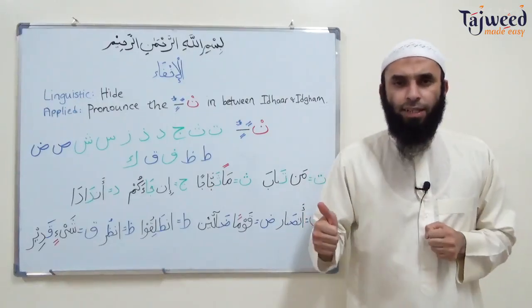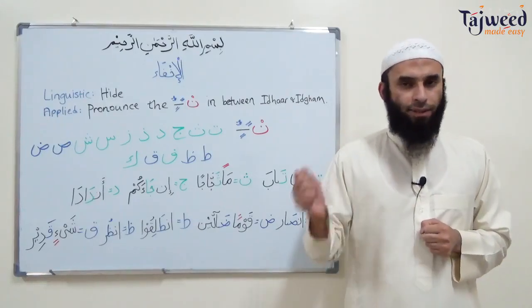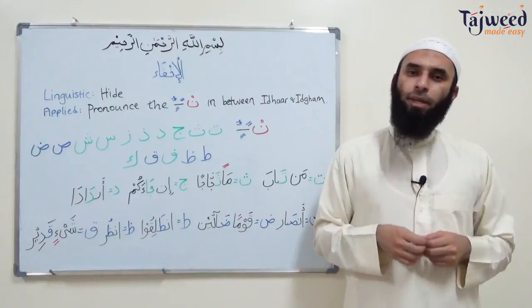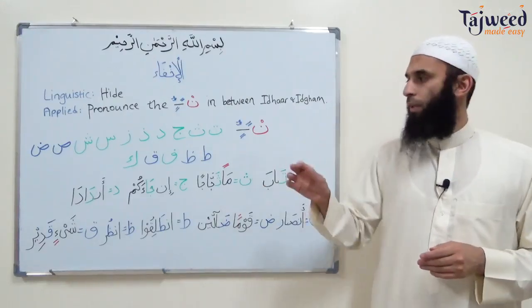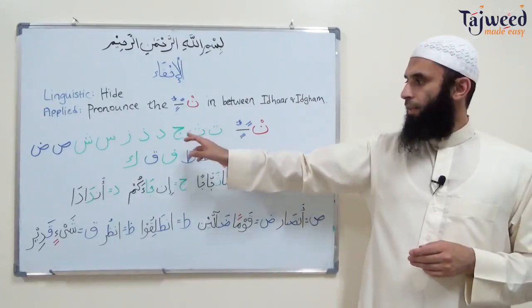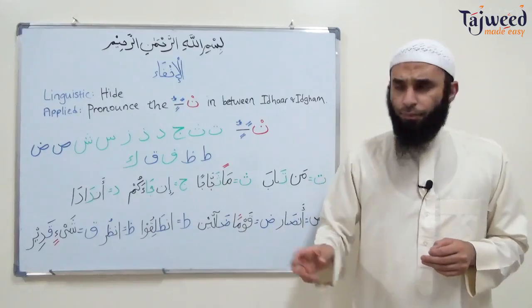Because Idhar is 6 letters, Idgham is 6 letters, that's 12. Qalb is 1 letter, that's 13. Total number of letters in the Arabic language, 28. So 28 minus 13 is 15 letters. And they are the following. Ta, Tha, Jim, Dal, Dhal, Zai, Sin, and Shin.